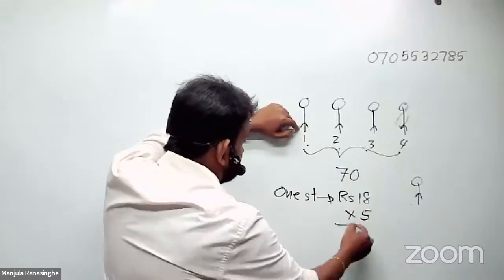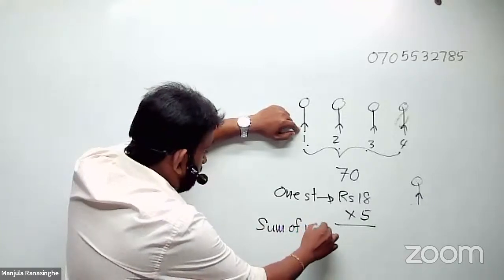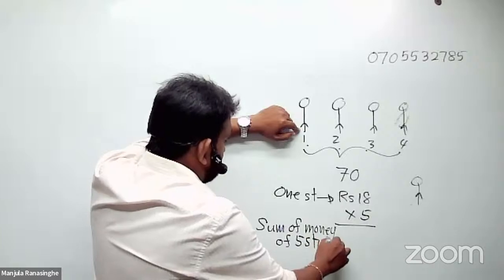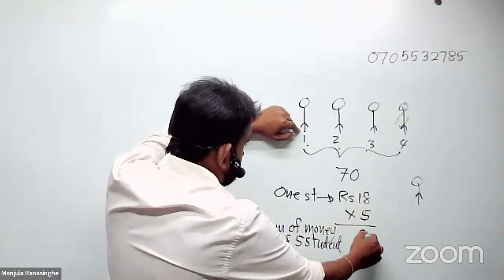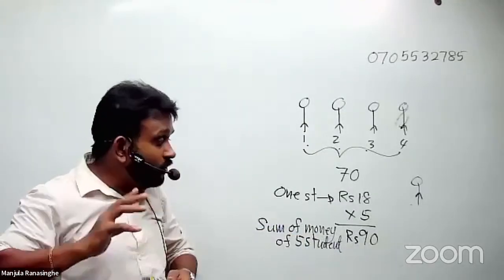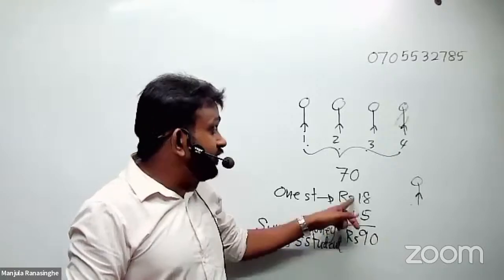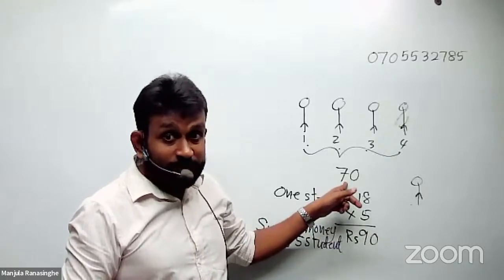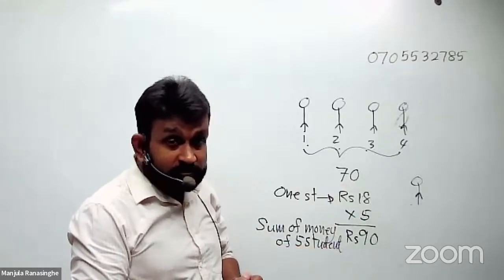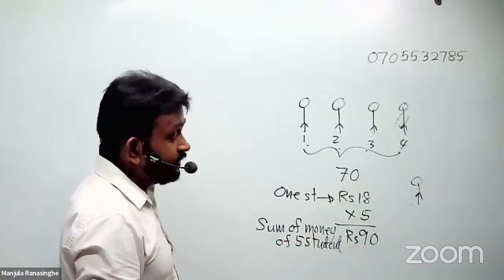So now we can see the sum of money of 5 students. What is the answer? 18 into 5 gives you 90 rupees. Now the sum of all 5 students' money is 90. The previous 4 students' sum is 70. Now what is the money given by the fifth student? That's the difference of 70 and 90, so that gives you 20 rupees.